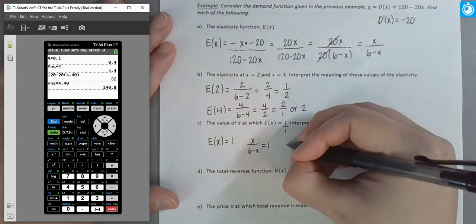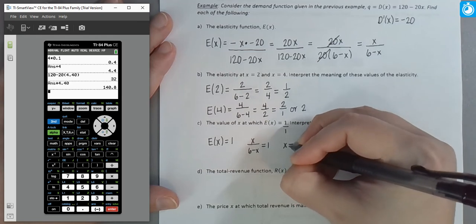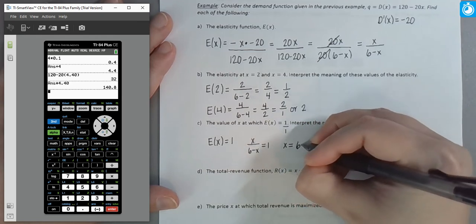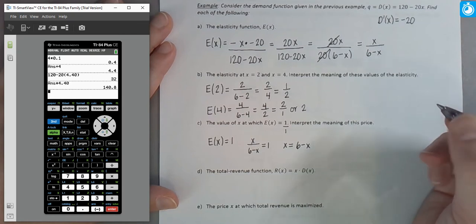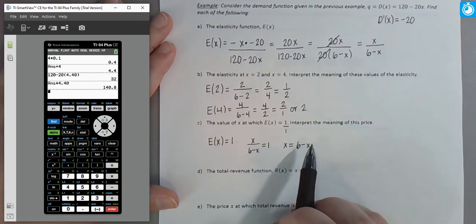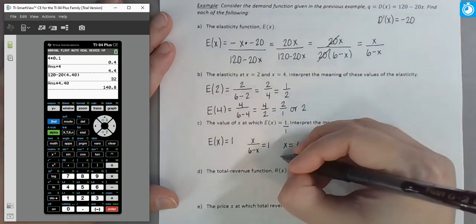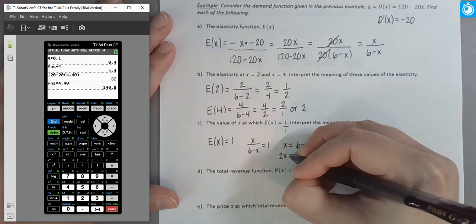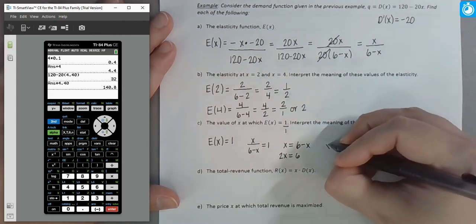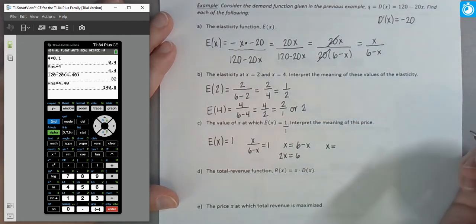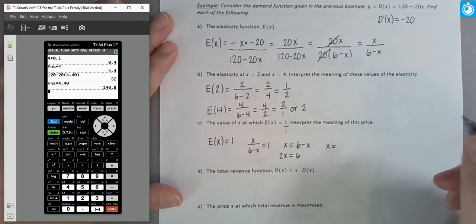So if I multiply both sides by 6 minus x, I get x is equal to 1 times 6 minus x, which is just 6 minus x. And then I want to solve for x, so combine your like terms, move the negative x over. So we get 2x is equal to 6, and if we divide by 2, we get x is equal to 3. Well, x is equal to 3 what?